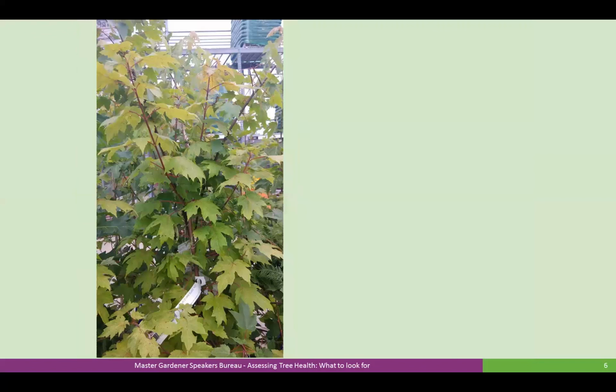Okay, this photo looks like a healthy bushy tree, but what we're wondering here is, where is our central leader?